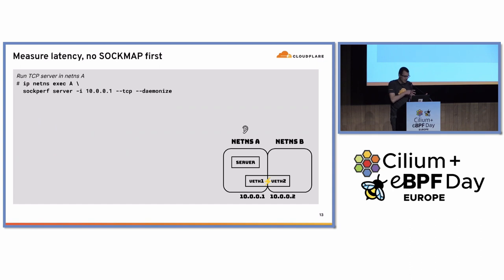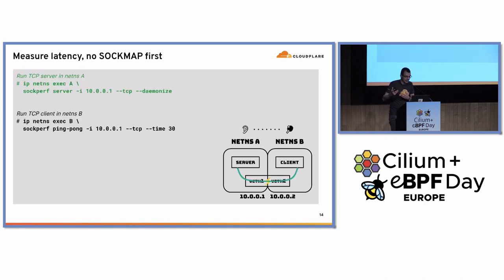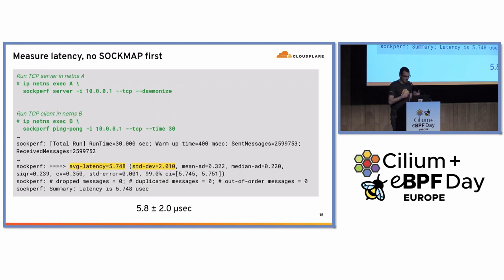And in one of the network namespaces, we're going to run a TCP server that's just going to be listening for incoming connections. And in the other one, we're going to run a TCP client that's going to be doing requests and waiting for a response from the server. So it's kind of like a request-response benchmark simulating an RPC workload. And our benchmark tool is going to measure the latency of request-response. So this is our baseline. What I got when I ran it on my laptop was something like 5.8 microseconds.